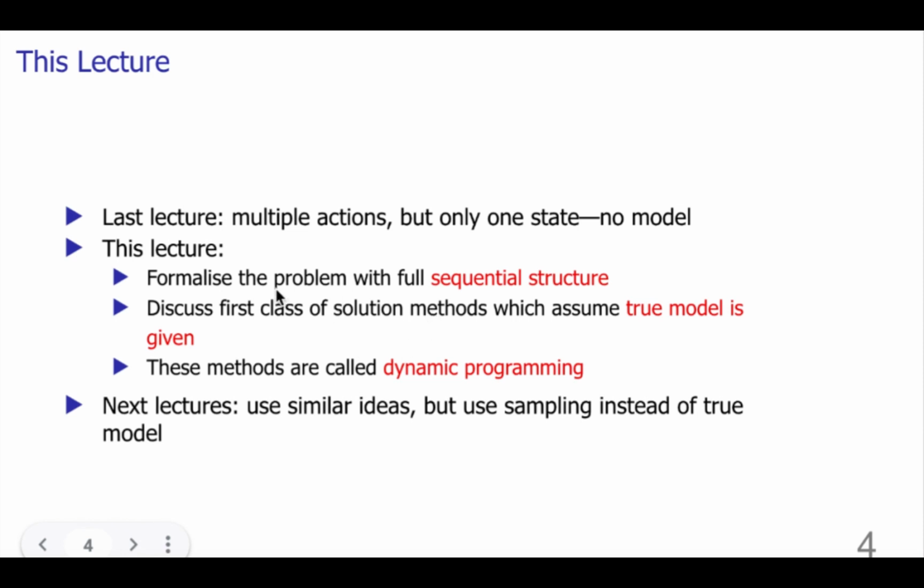So in this class, we are going to formulate the problem with full sequential structure. This full sequential structure is the true structure that resembles reinforcement learning agents in general. So we are not going to say there is this action A, what would happen. We are not going to stop by saying what would happen if the reinforcement learning agent applies this action A.